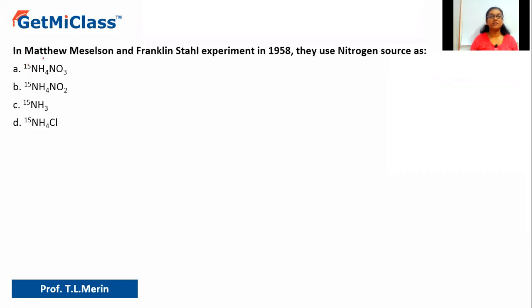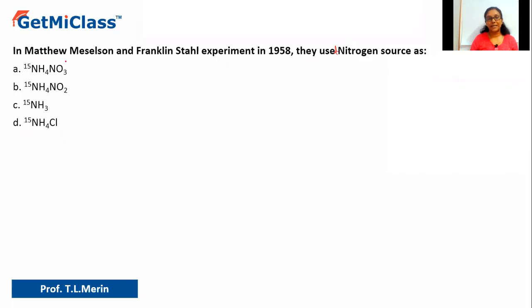So let's solve this question here. It says in Matthew Meselson and Franklin Stahl experiment, in the year 1958, they used nitrogen source as option A 15NH4NO3, option B 15NH4NO2, option C 15NH3, option D 15NH4Cl.